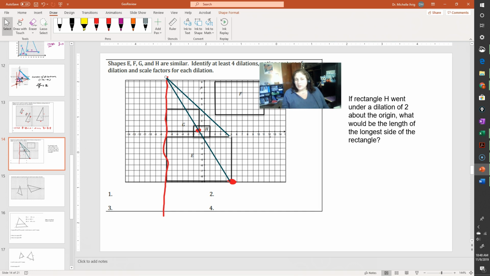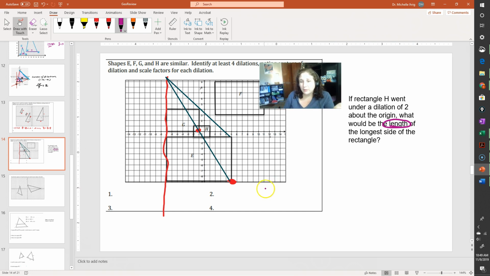Now, I added one extra question here. Let's talk about H. The question reads, and you may have a question like this on your test, if rectangle H went under a dilation of 2 about the origin, what would be the length of the longest side? Now pay attention real quick. Because it says length and not coordinates, we don't have to do anything funny with vectors. And also it just tells us, in this case, the dilation is about the origin.